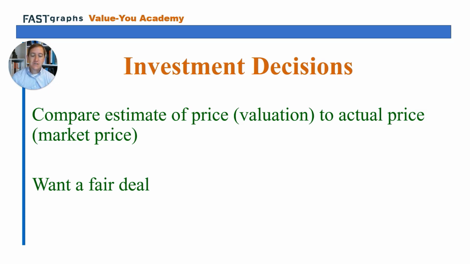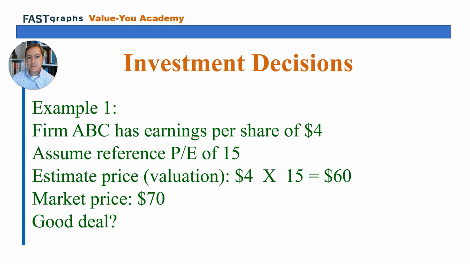And the logic in how you translate this to a decision is pretty straightforward. We want a fair deal or better. And so that's what we're looking at. Is the market offering a fair deal right now or not? So let's look at some example market data here. Let's go back to this first example of firm ABC that's got $4 of earnings per share. We generated an estimate of price of $60. Well, what if the market price is currently $70? Is this a good deal?